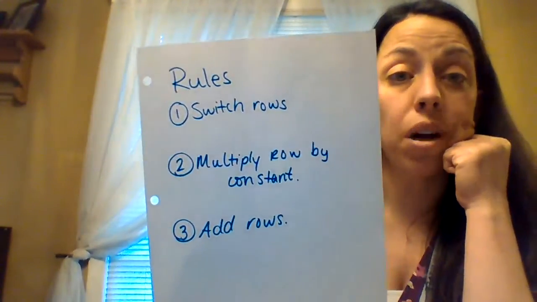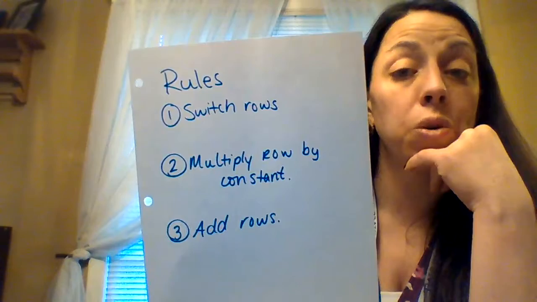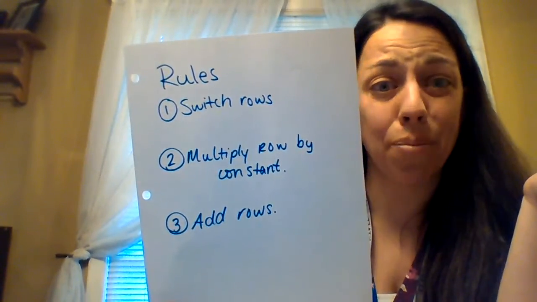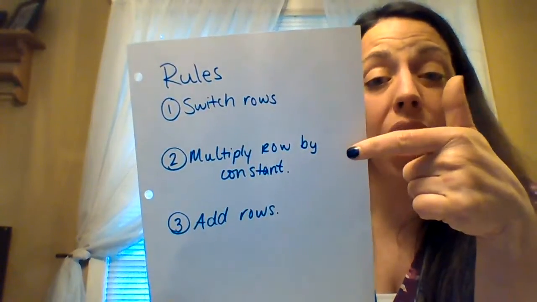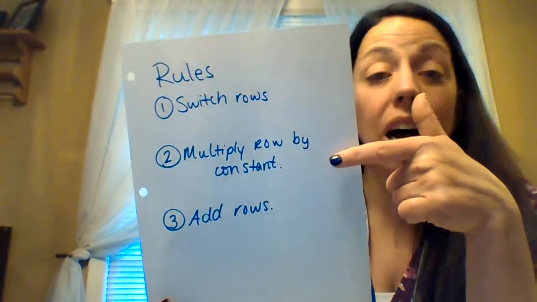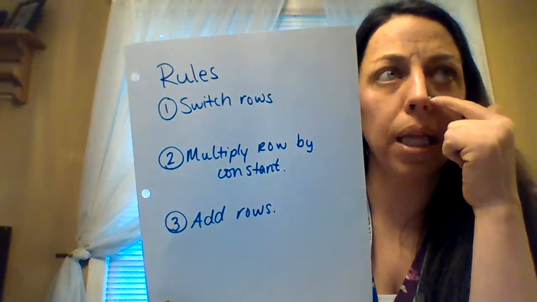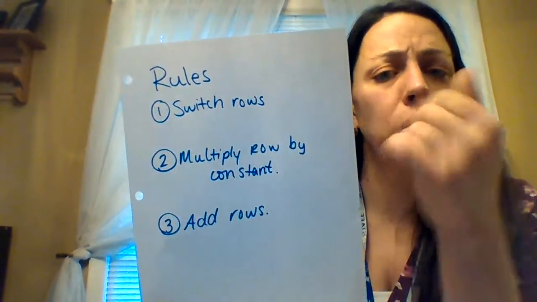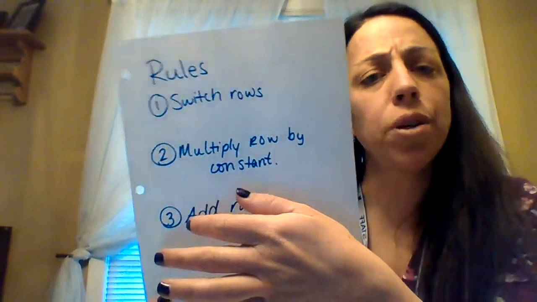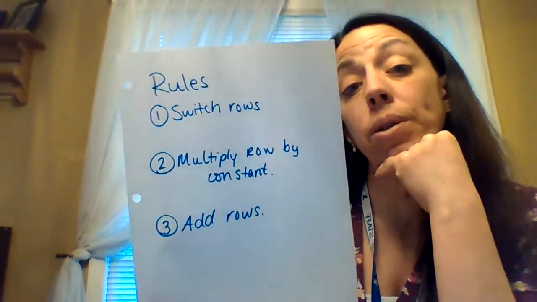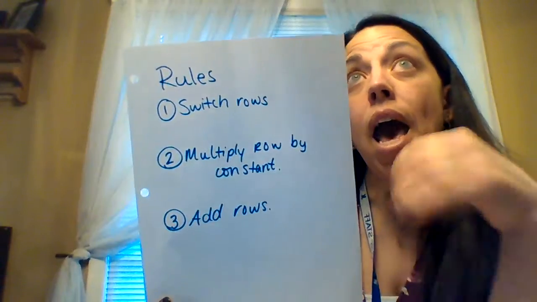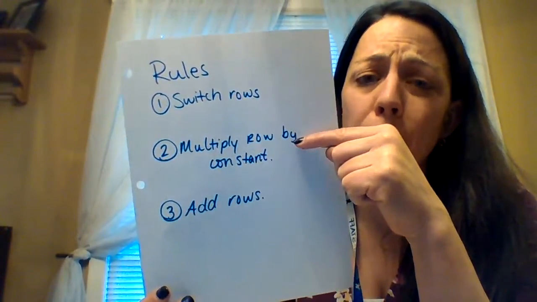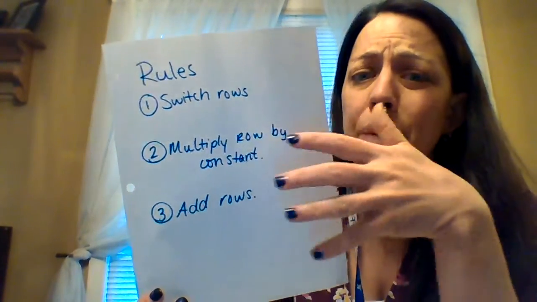Rule number 1, if you want to, you can switch whole rows around. Number 2, if it helps, you can multiply a row by something to make it into something else. But you have to multiply by a constant, it can't be by an x or y or anything like that, and you have to multiply the whole row. We have to keep whole rows together here. Number 3, if for some reason we want to, we can add some rows together. That is sometimes helpful, and we can do any combination of these. A lot of times we're going to multiply a row by something and add it to another row to make it the way we like.